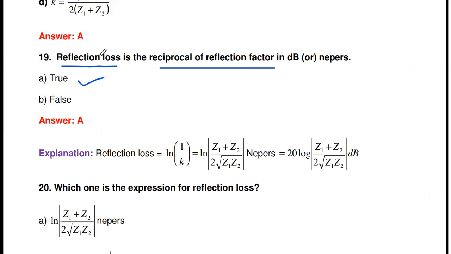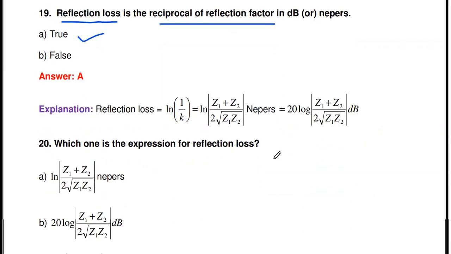The loss may be indicated in either nepers or dB. So the reflection loss is equal to ln of 1 divided by k. Usually the reflection loss is 1 by k, the reciprocal of the reflection factor. If we want to mention it in nepers, it is ln of 1 by k. So the formula is ln of (Z1 plus Z2) by 2 into square root of Z1 Z2 in nepers. Or if we want to mention it in dB, it is 20 log of that particular value. This is the reflection loss.